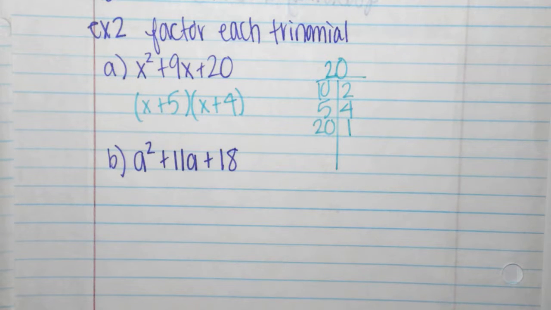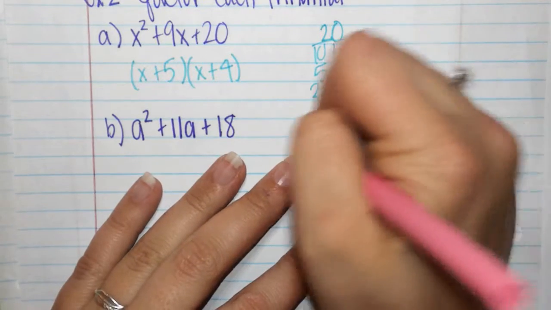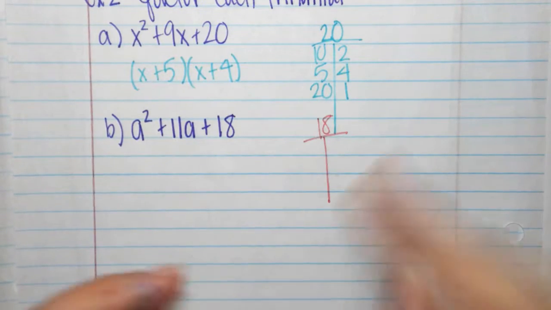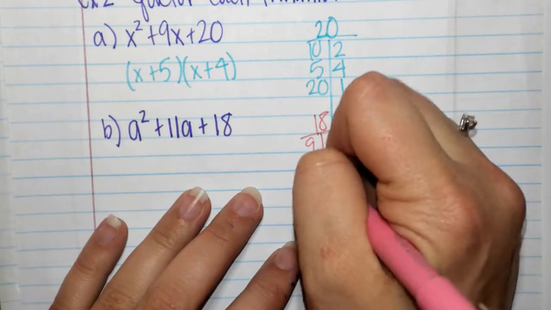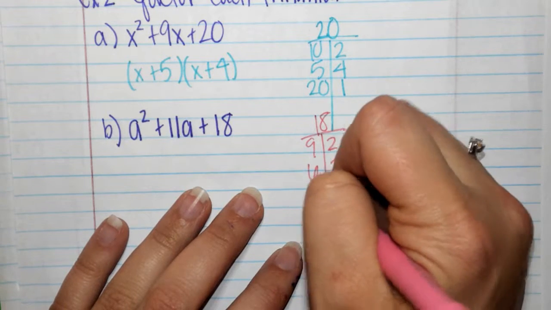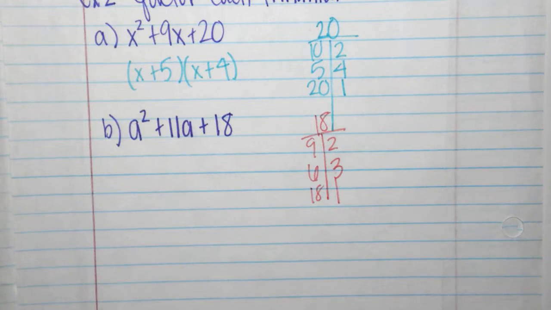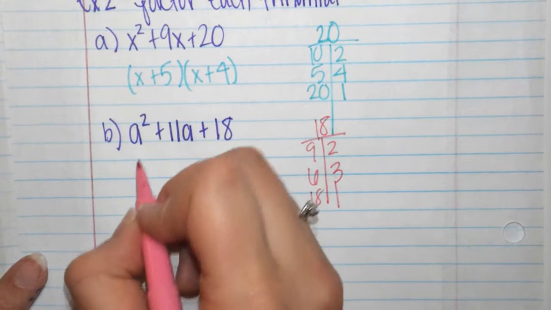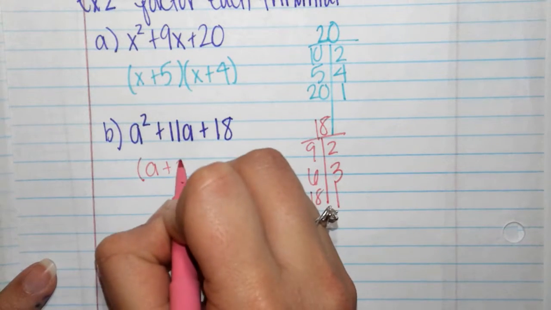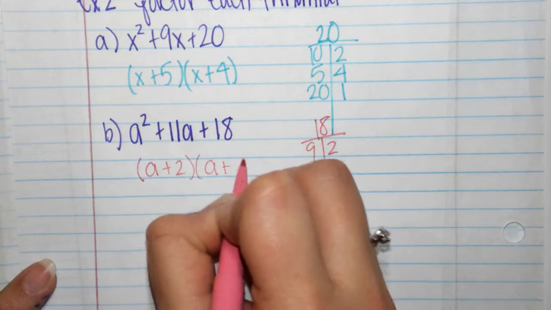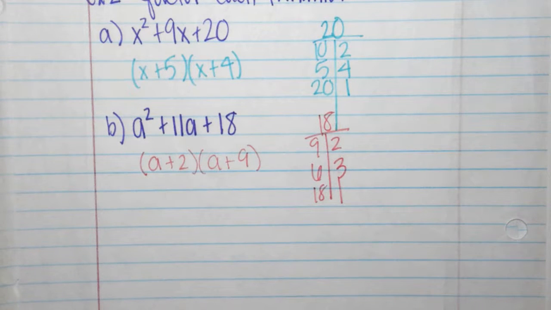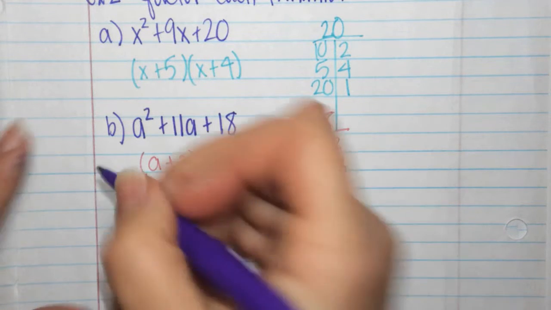Alright, so what two numbers did you guys get that multiply to get 18? 9 and 2. 6 and 3. 18 and 1. Alright, now what two add to give you 11? 9. So could we write it as A plus 2 and A plus 9? Yes. Could you write it as A plus 9 and A plus 2? Yes.